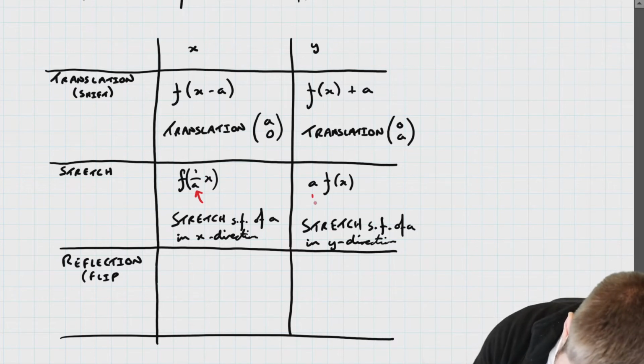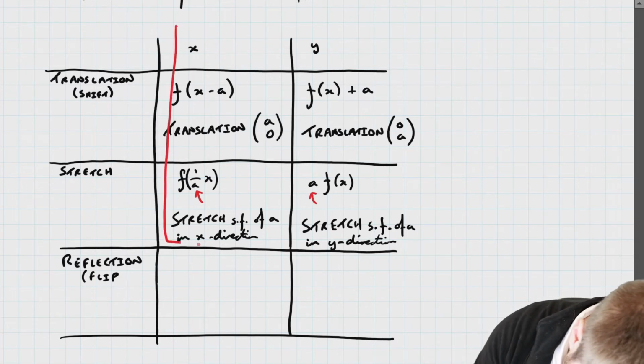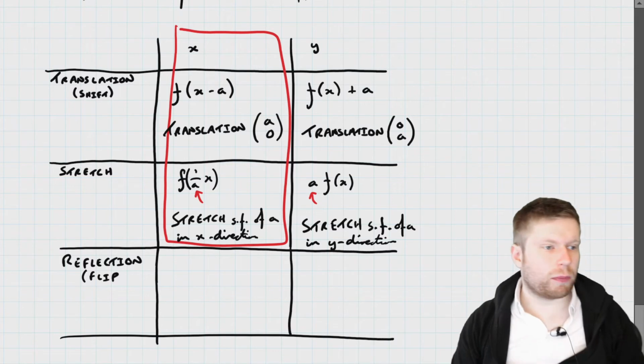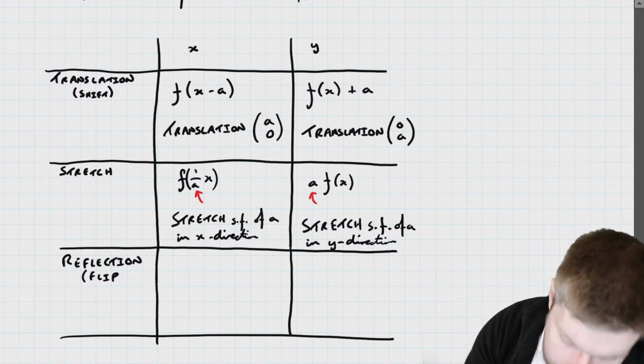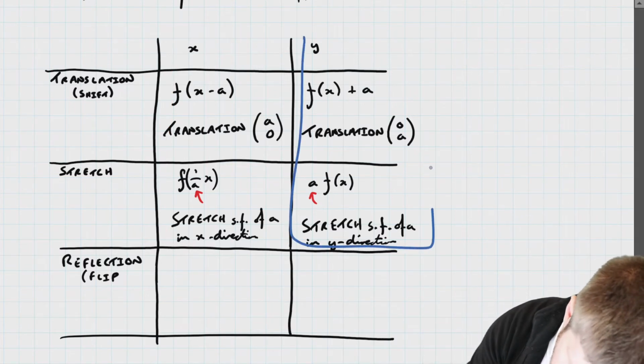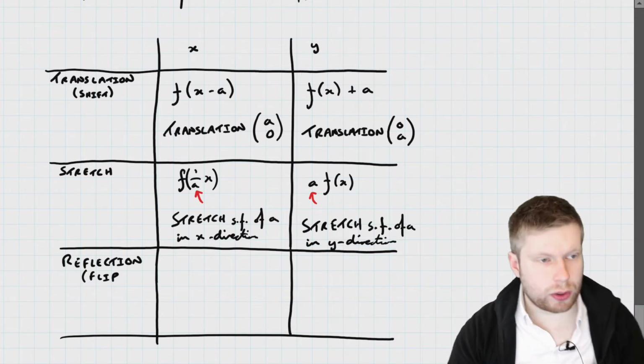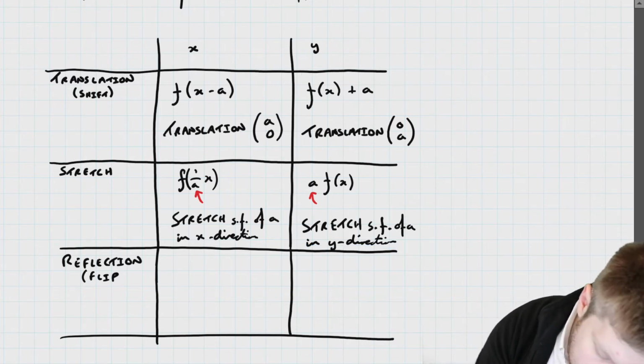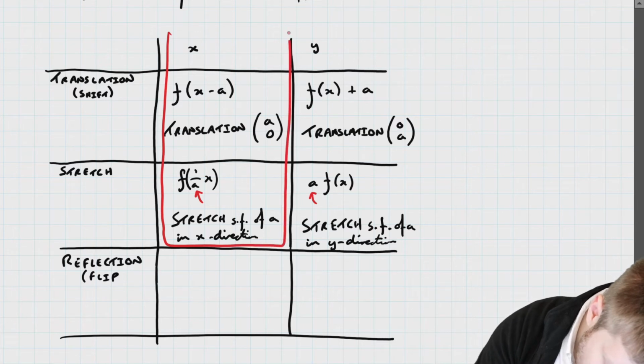Okay? So just be aware that if it happens in the x direction, it's kind of the opposite of what you think it should be. So for both the translations and the stretches, okay? Whereas if it's happening for the y direction, it's a bit more intuitive, okay? It's a bit more intuitive. But you notice as well, if it's happening in the x direction, it's the x that we are changing, okay?